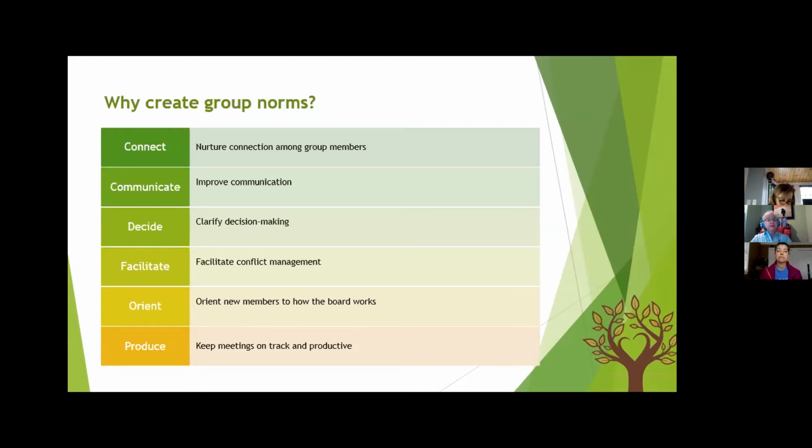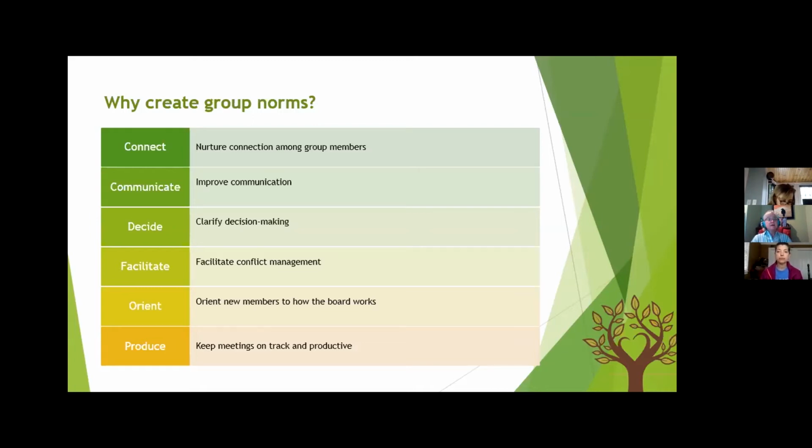Group norms can help clarify decision making, particularly if the group norms support getting good data to everybody and getting everybody on the same page about what important words and terms mean, so that they feel like they're all making decisions based on the same set of information.